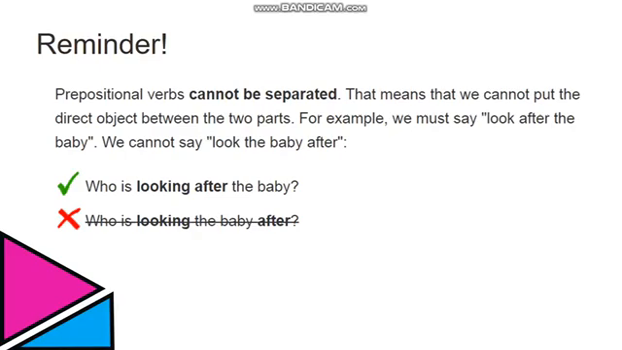A little reminder: prepositional verbs cannot be separated. That means that we cannot put the direct object between the two parts. For example, we must say look after the baby. Who is looking after the baby? This sentence is totally correct. And the next one is totally incorrect: who is looking the baby after? We cannot say it like this.